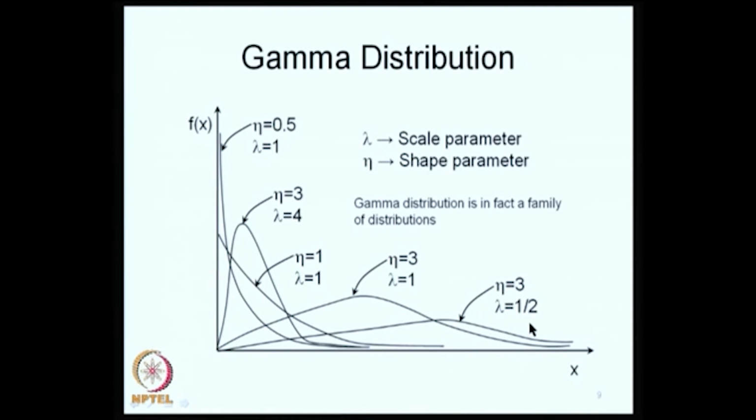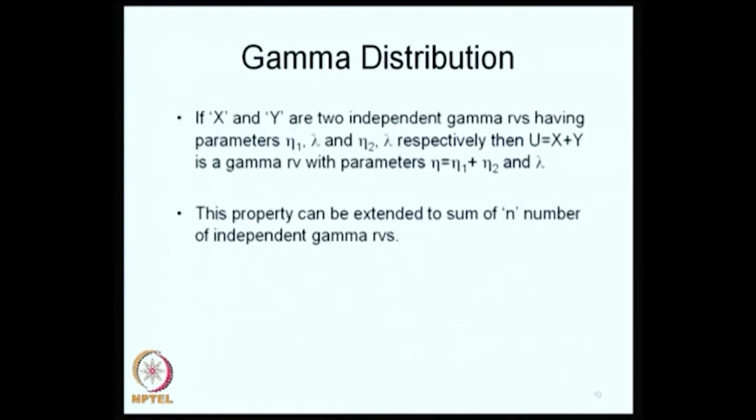So, as eta changes, the shape of the distribution changes for the same lambda, and that is why lambda governs the scale of the distribution, it is called a scale parameter, and eta governs the shape of the distribution, and it is called a shape parameter. That is why the gamma distribution is in fact a family of distributions. You can generate several such distributions by varying the parameters.